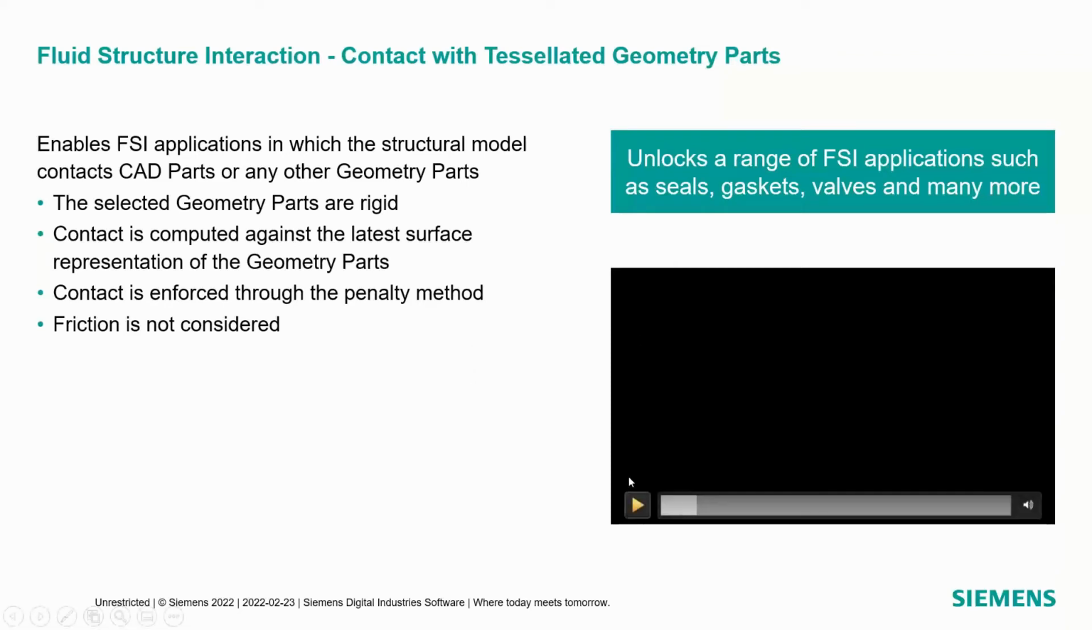And if you didn't catch it, basically the pressure load opens the sleeve and the flow path, while at the same time the outer surface of the sleeve is being pressed against the rigid nozzle. So this is something that you previously could not do in STAR-CCM+.